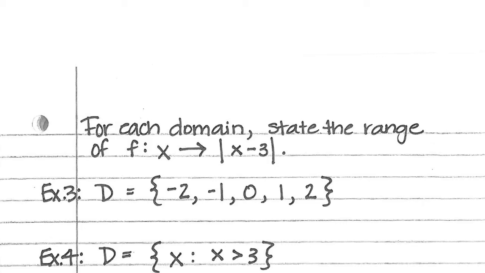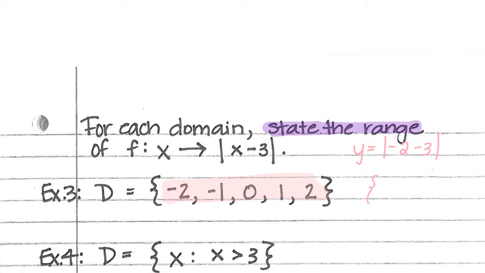All right, Algebra 2, the ever long section of Chapter 3, Section 7. For each domain, state the range. That would be the y. And notice in example 3, here we are with these numbers as the domain. So for each one, I'm just going to put in. So for the y, I'm going to put in -2 minus 3.